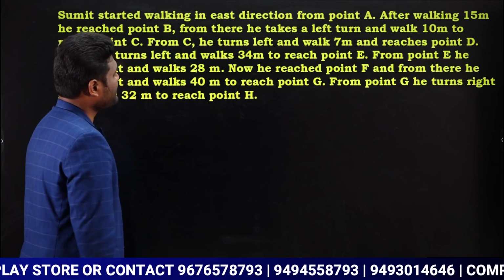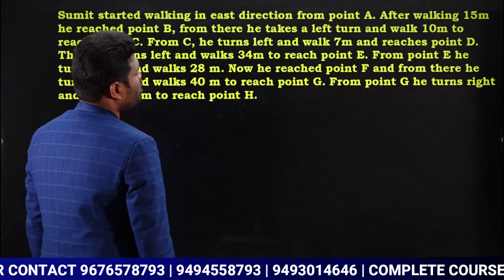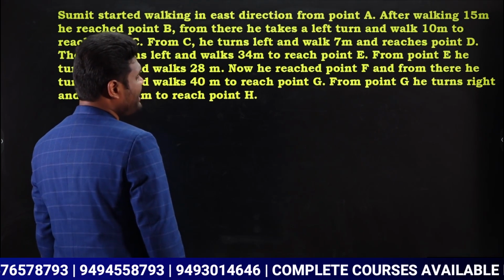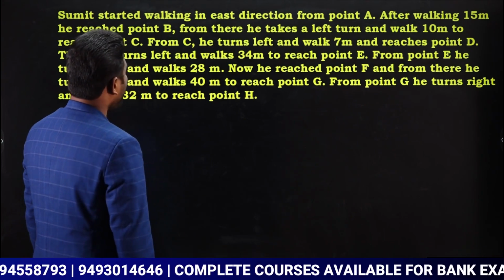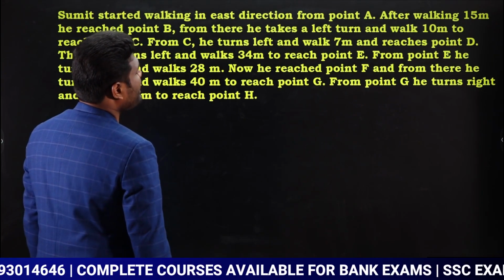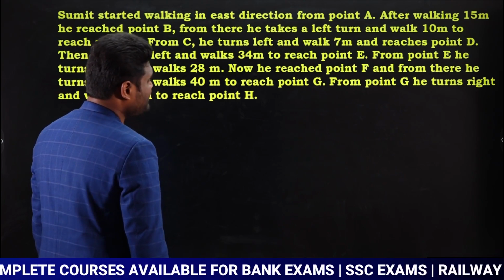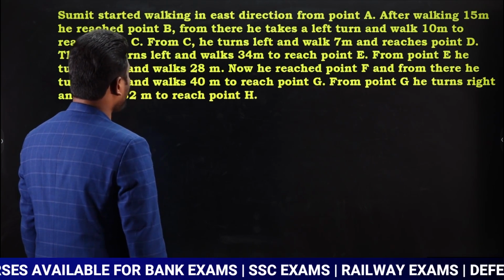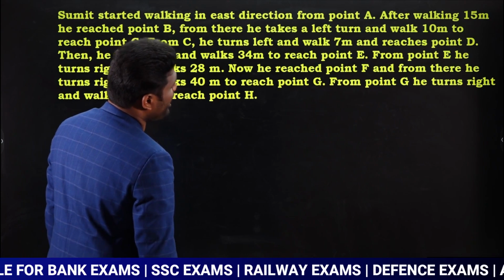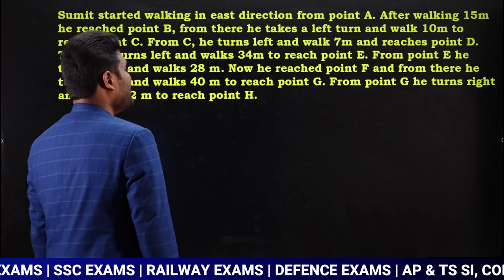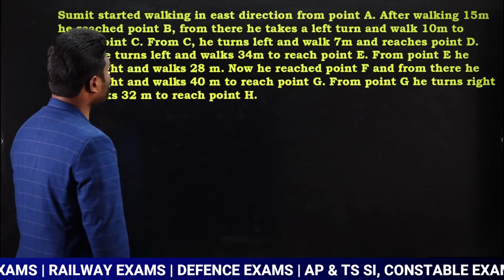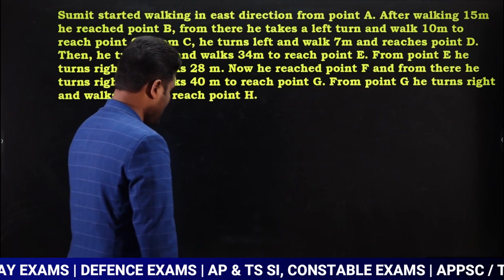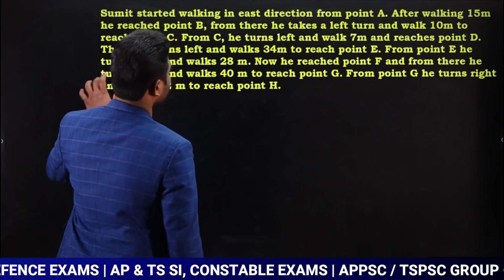From C he turns left and walks 7 meter and reaches point D. Then he turns left and walks 34 meter to reach point E. From point E, he turns right and walks 28 meter. Now he reached point F. And from there, he turns right and walks 40 meter to reach point G. From point G, he turns right and walks 32 meter to reach point H. Now, based upon this, we have some questions.